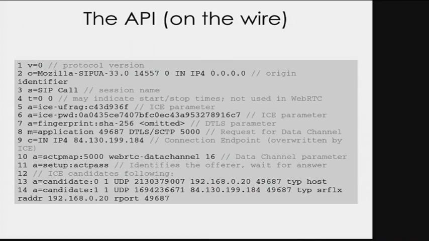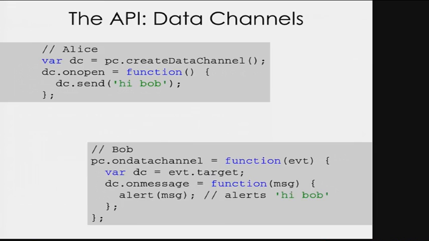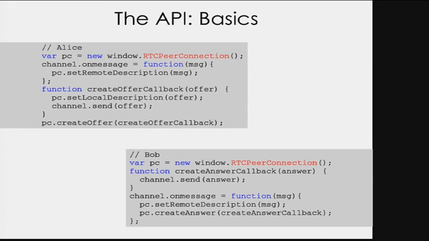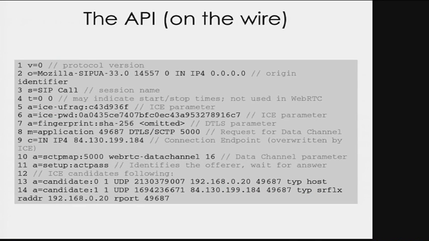Okay, don't be scared by this. If you have never seen this, it's not that important, but for completeness, I want to show it. This is an offer sent by one browser to another browser. So when I say create offer, this is created. It's just a string. It's SDP, session description protocol. And it contains all the stuff needed for opening a WebRTC data channel in this case.